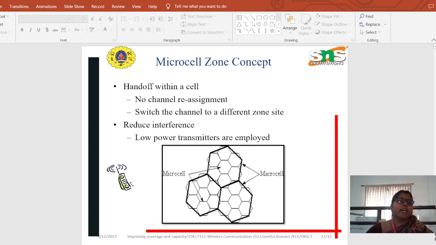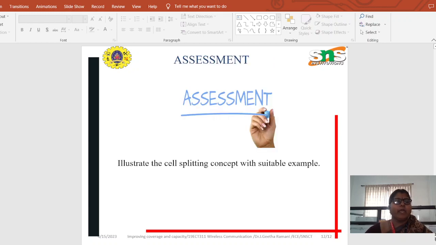So no channel reassignment is required, and switching the channel to a different zone site is also possible in this case. The second advantage of the microcell zone concept is that we are reducing the interference because only low power transmitters are employed. In this way we are reducing the channel problems by assigning more users to the available channels. Thank you.